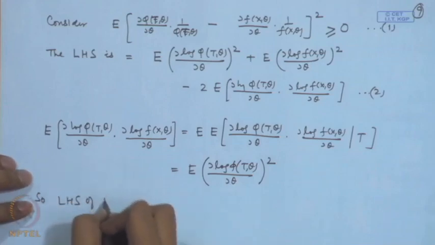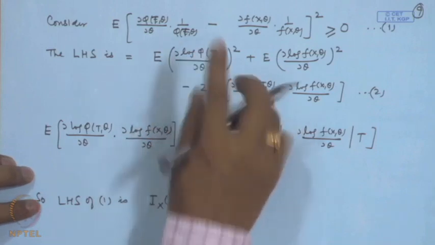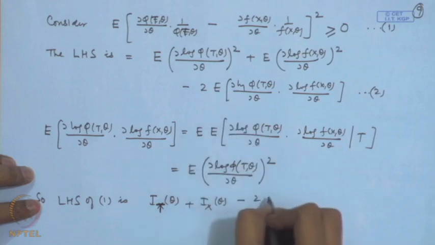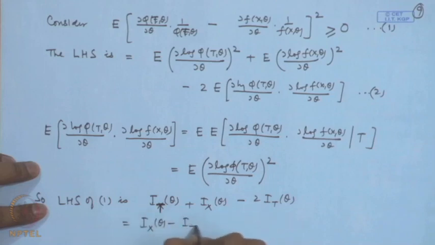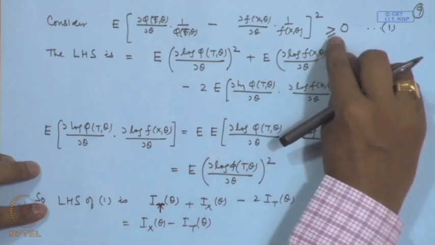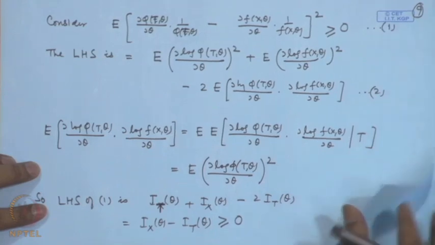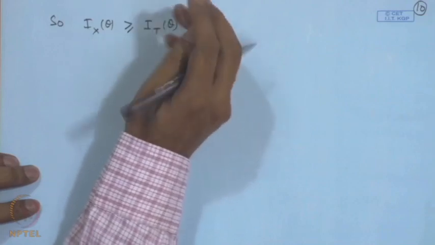the left hand side of 1 is then the information in X, sorry, the first term is the information in T plus the information in X minus twice the information in T, that is equal to the information in X minus the information in T, and the right hand side says that it is greater than or equal to 0. So, we conclude that I_X(theta) is greater than or equal to I_T(theta). So, the information in a statistic is always less than or equal to the information in the full sample.